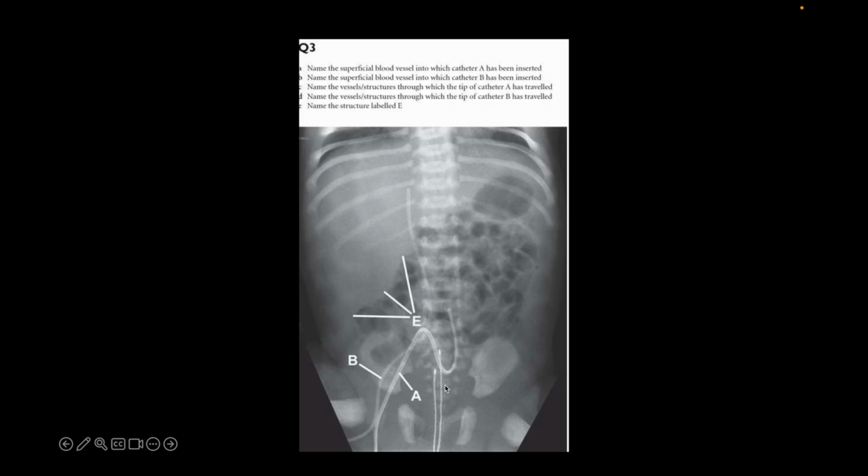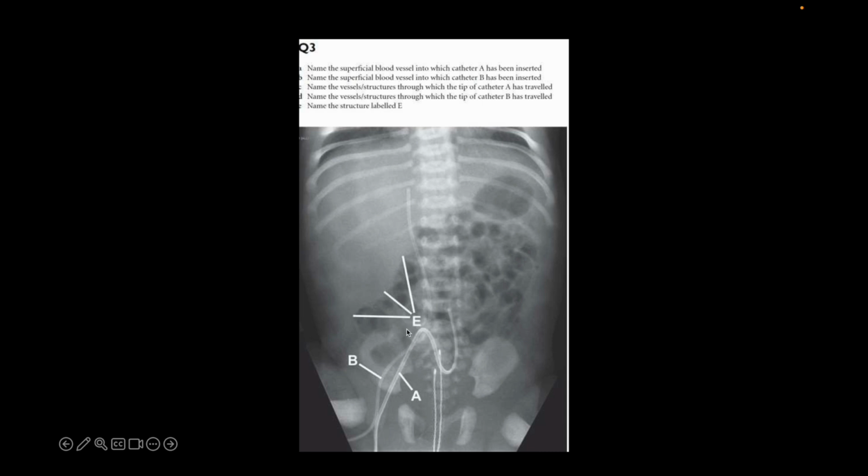They may also show you an image like this. This is a neonatal abdominal x-ray, and they've shown a few catheters. There's one umbilical vein and there's two umbilical arteries. The artery does a little bit of a loop.